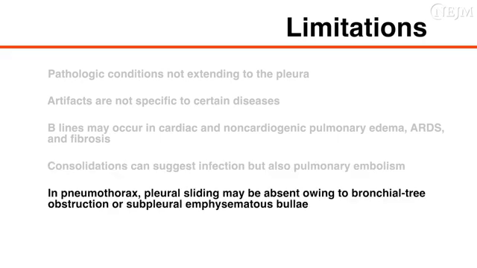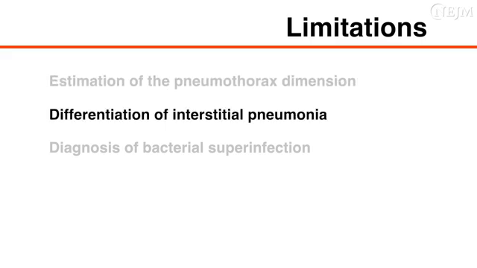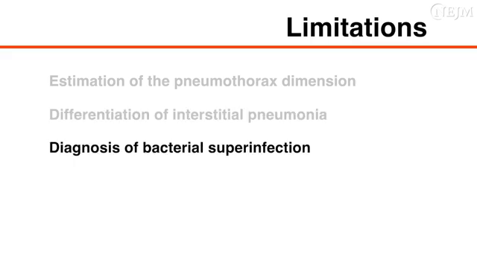In pneumothorax, pleural sliding may be absent owing to other clinical conditions such as bronchial tree obstruction or subpleural emphysematous bullae, which may require additional diagnostics depending on the clinical condition. In the diagnosis of pneumothorax, the lung point is the only pathognomonic sign, but sometimes it can be time-consuming or impossible to locate. Therefore, it may not be possible to estimate the dimensions of a pneumothorax. Lung ultrasonography cannot be used to differentiate the causes of interstitial pneumonia.